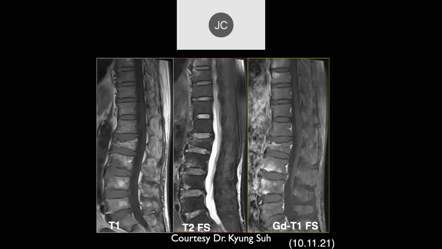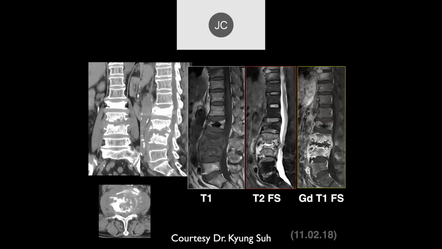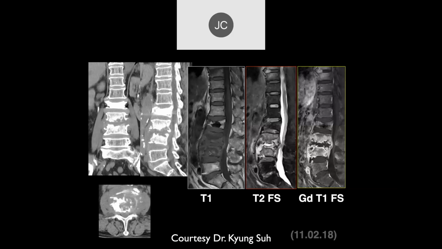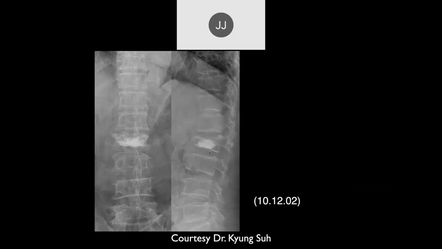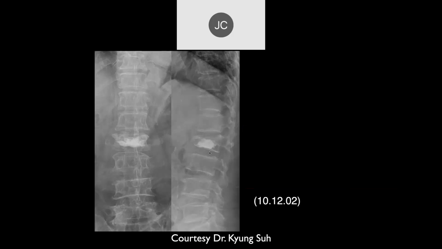Okay. Looks like they put some cement into that space. I think this is the same one. So they put cement in here. So this is what it looked like. Now let's see. So this looks like it's October 12th, 2002, I think. This is November 2nd. No, that's not right.